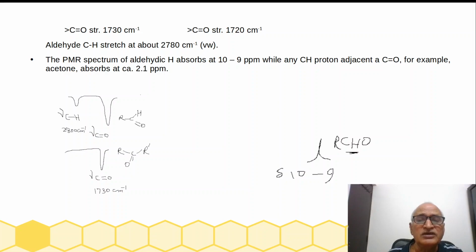Here, the aldehydic CH absorption in PMR is between 9 and 10 delta. Ketones do not have any such peak.